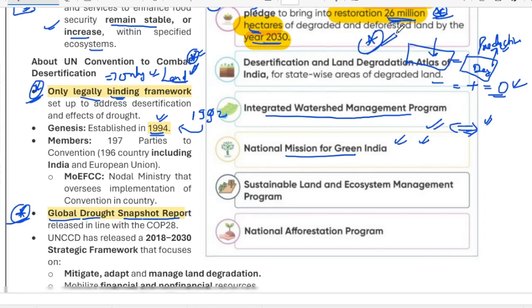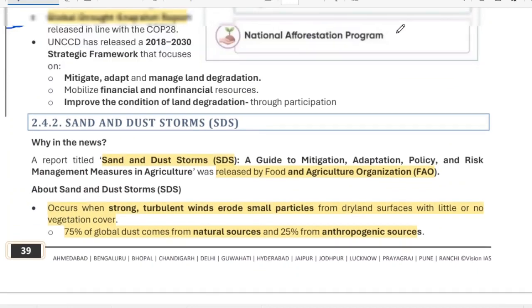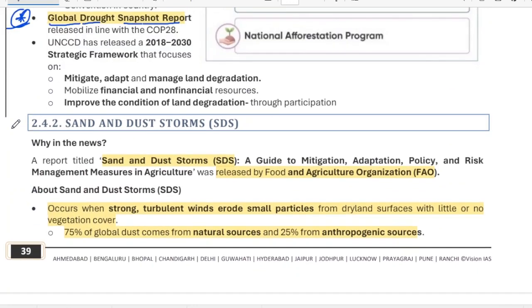Okay, now moving on to the next topic, that is sand and dust storms. What is a sand and dust storm? This is a guide report released by the Food and Agriculture Organization (FAO). These are strong turbulent winds that erode small particles from dryland surfaces with little or no vegetation coverage. 75% of global dust comes from natural sources and 25% from anthropogenic sources.